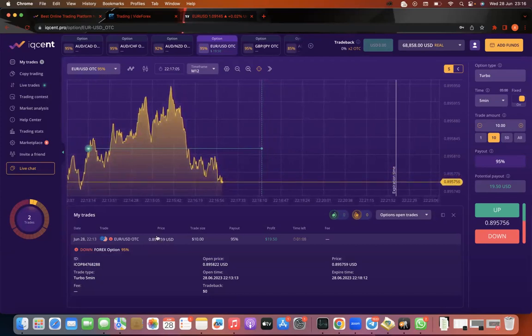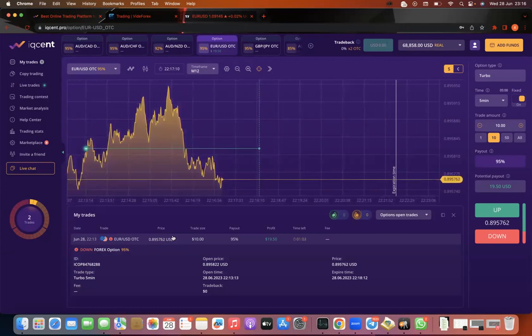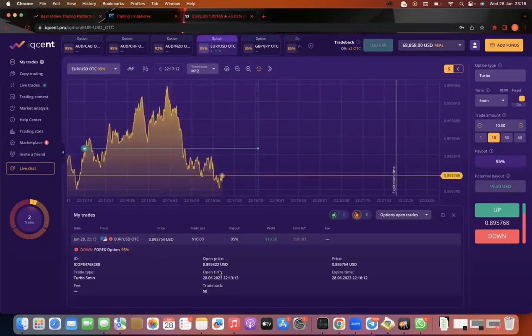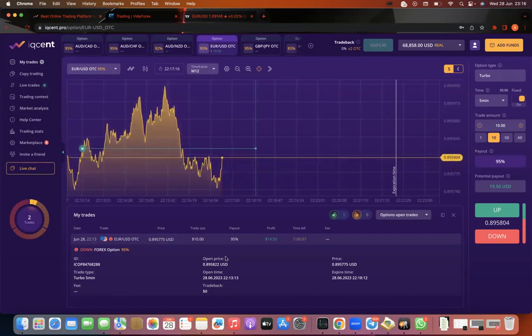All right, sorry. This price you're seeing here, I made a mistake. This is actually an entry price. This is where the market currently is. This is the open price here, that's actually an entry price. Open price, the entry price.